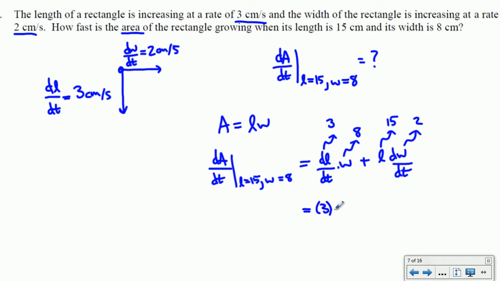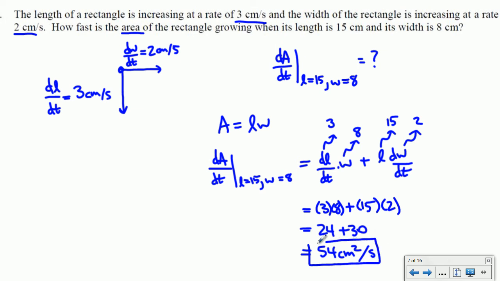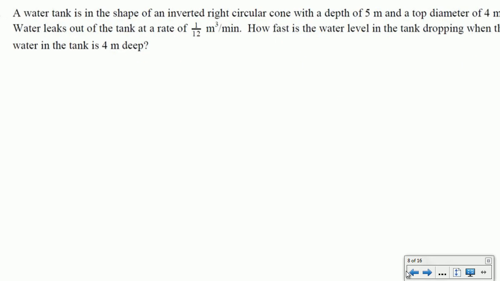So we do 3 times 8 plus 15 times 2, 24 plus 30. Add them together, we get 54, and the units should be centimeters squared per second. And that works out here too, because this is centimeters per second, this is centimeters. So centimeters per second times centimeters is centimeters squared per second. So the units work out as well. All right, on to the last question.